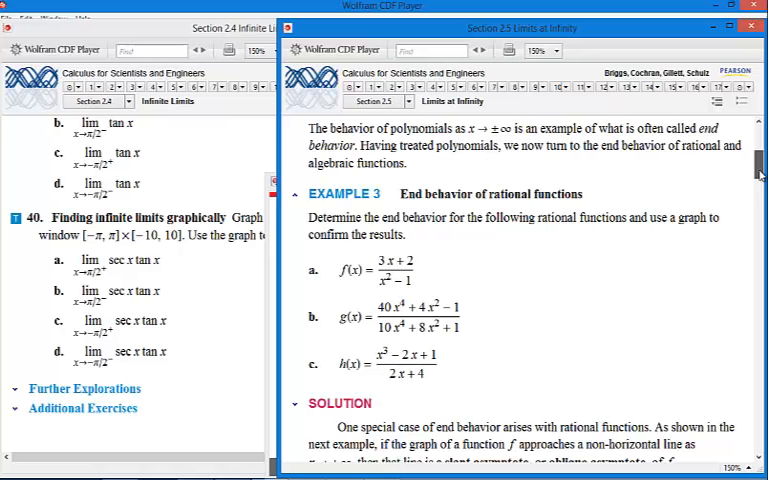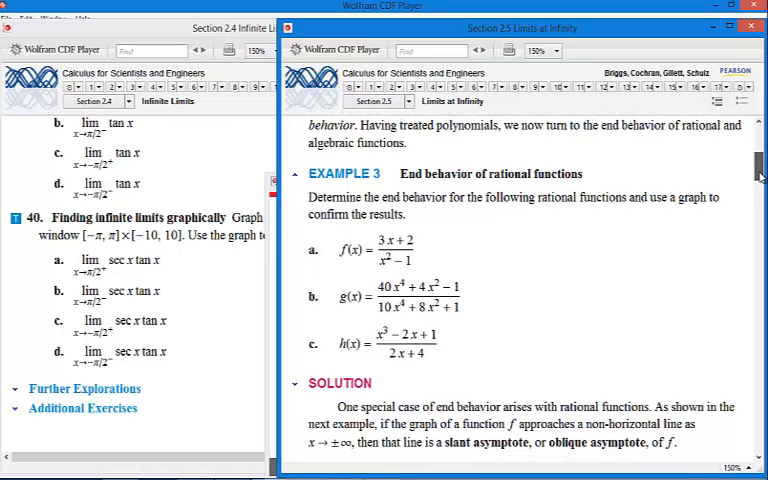Horizontal asymptote where for part A? For part A, it would be y equals 0. How do I know? Degree in the denominator is, we have x squared in the denominator, only x in the numerator. How about B? What's the end behavior for part B? Horizontal asymptote at y equals 4, because you do 40 over 10. Those are the same degree.